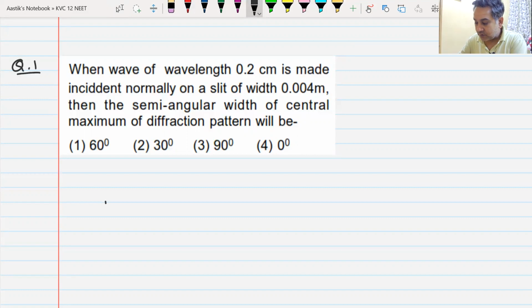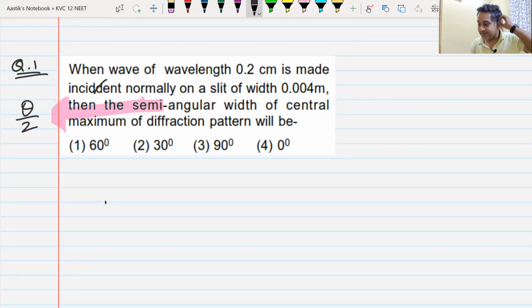Question number 1. When a wave of wavelength 0.2 centimeters is made to incident normally on a slit of width 0.004 meter, then the semi-angular width. What do you mean by semi-angular width? Angular width is theta. Theta by 2 becomes semi-angular width. Do you understand this? So this is what I wanted you to understand. Theta by 2 is your semi-angular width.